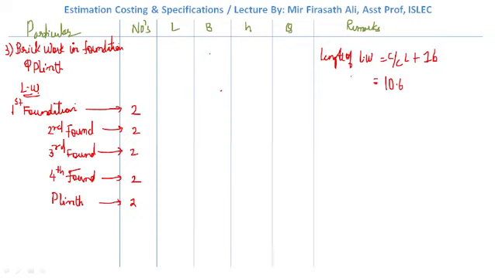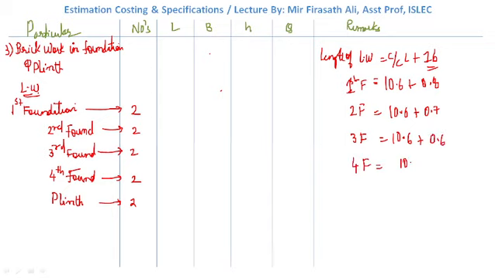Okay. For first foundation, 10.6 plus 1 breadth. What is the breadth of first foundation? 0.8. For second foundation, 10.6 plus 0.7. For third foundation, 10.6 plus 0.6. For fourth foundation, 10.6 plus 0.5. For plinth, 10.6 plus 0.4. These are nothing but all lengths.